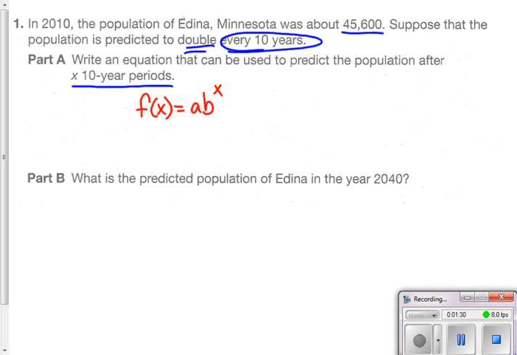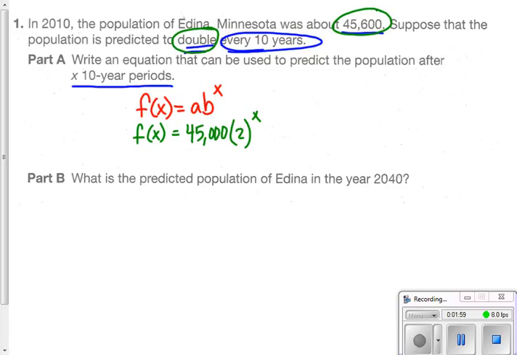Here's our original formula, so let's go ahead and put in the information that we know. The a value is your starting point. So what is that starting population? Well, that was the 2010 population of 45,600, so that is our a value. Your b value is your common difference. It's found by multiplication. Well, multiplication is happening right here. You're doubling it. So in for b, we'll go 2. And then x represents how many 10-year periods. So this would be your predictor equation.